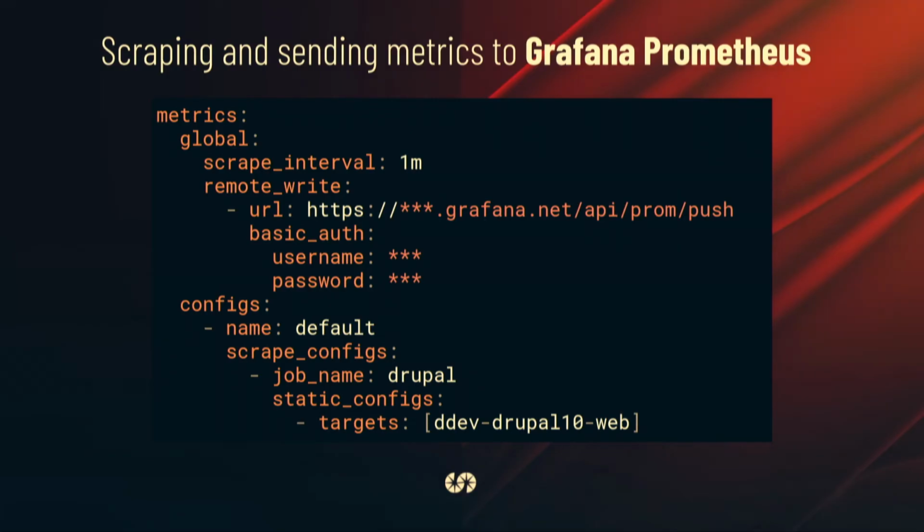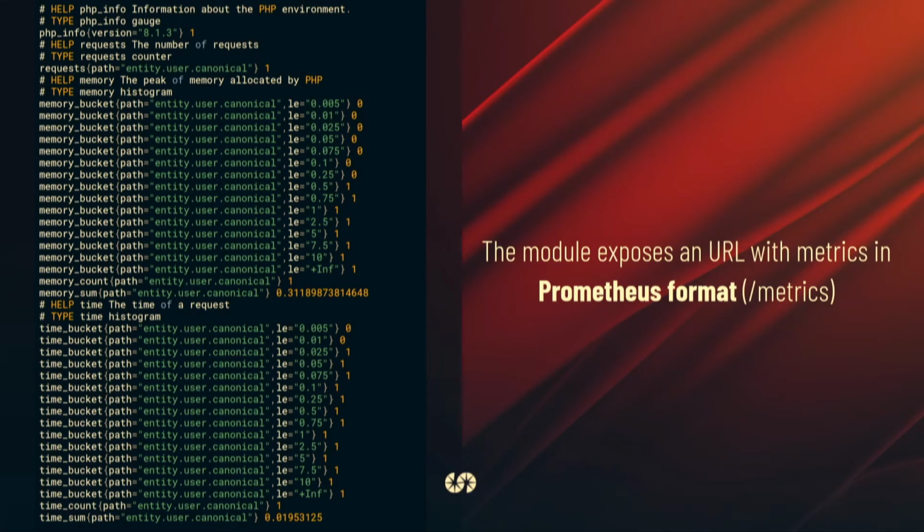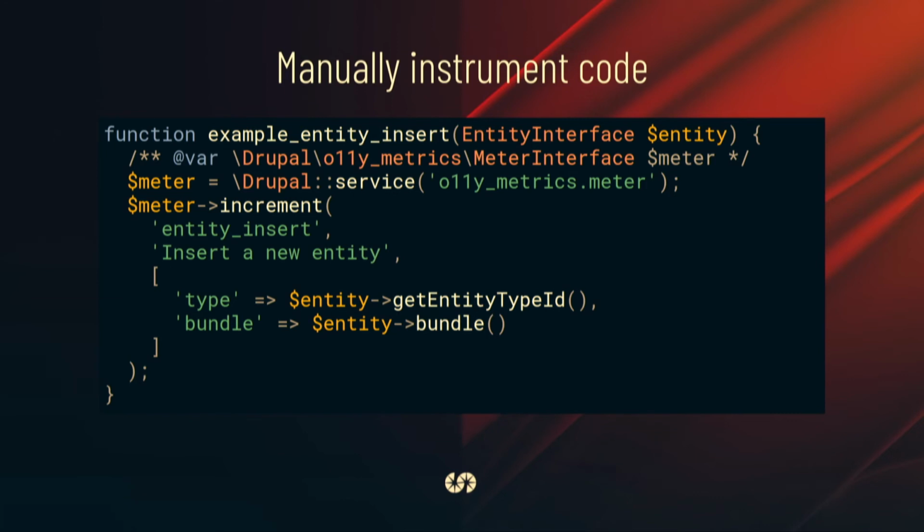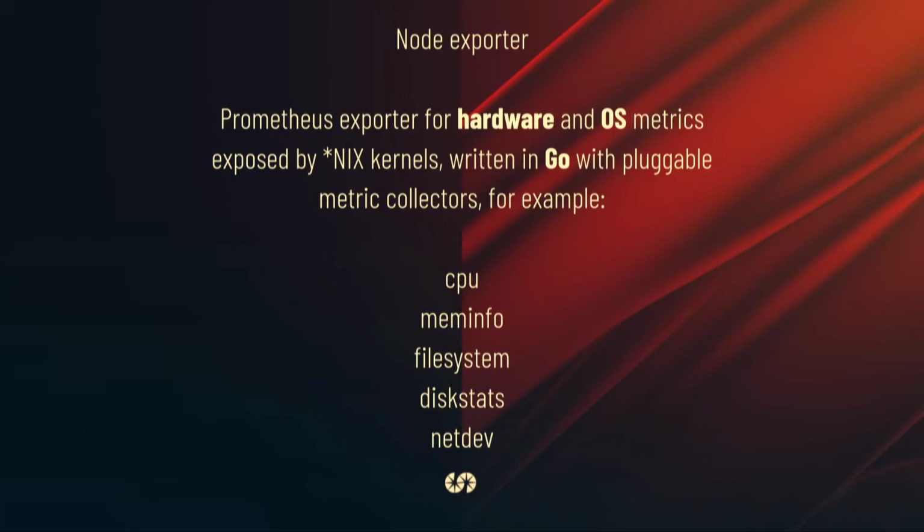So in this example, we will have bundle node, bundle article type node, for example, for every entity we are creating. Okay.